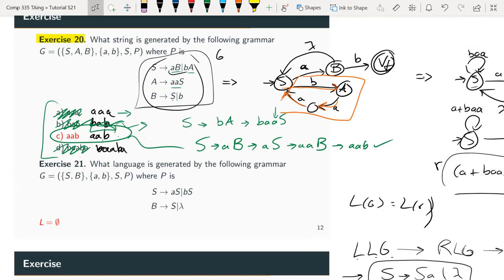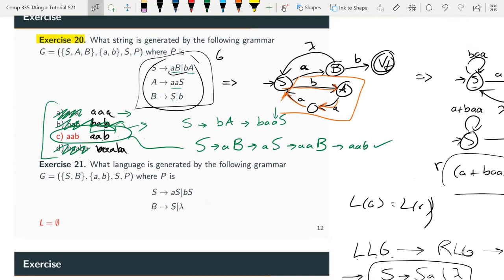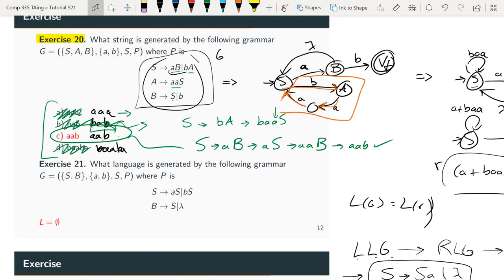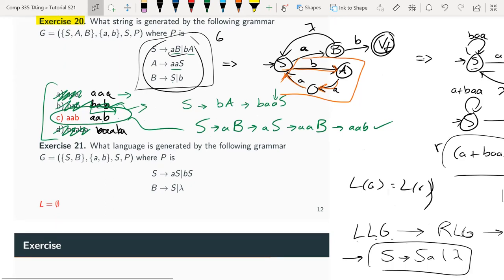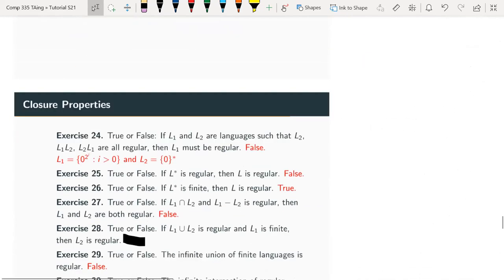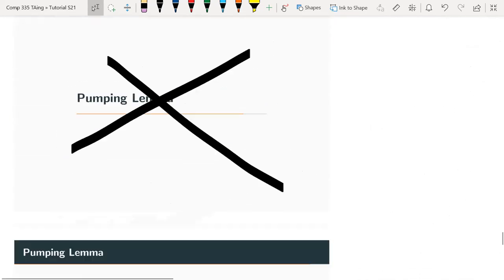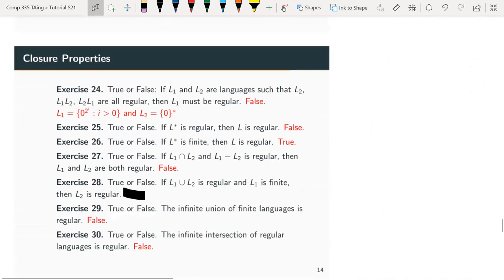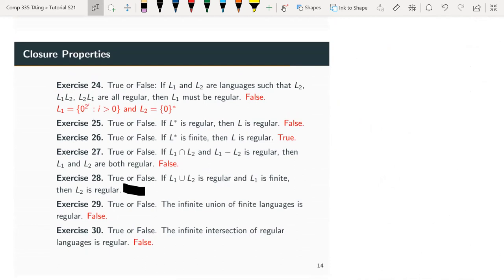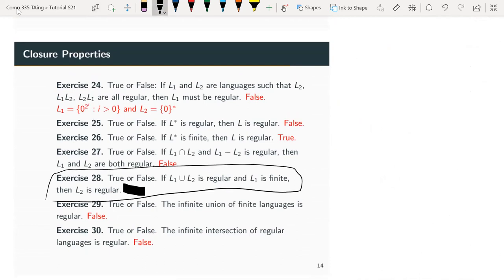And a good exercise just in general when you study is to try to ask yourself what possible questions can be asked for that particular topic. That's a really good way of studying, in my opinion. Okay, so any other questions about grammars? No? Okay. Then we're going to move on to the last exercise, which is about closure properties. There's a big X for pumping lemma, so there's no pumping lemma, but we're going to do a closure property question. We're going to do exercise 28, it's a true or false. I'll give you a minute, and then we'll do it together.